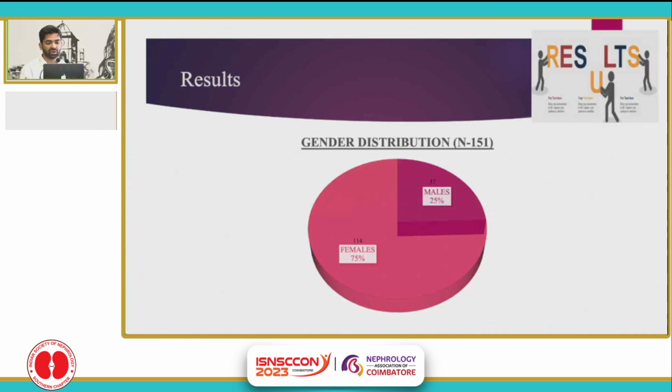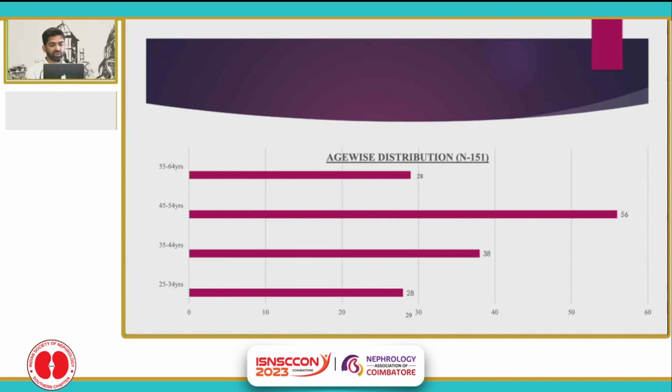In our subset, a total of 151 patients were included. 75% of the donors were women and 25% were men. For age distribution, most of our patients were between 45 to 54 years, followed by those between 35 to 44 years.